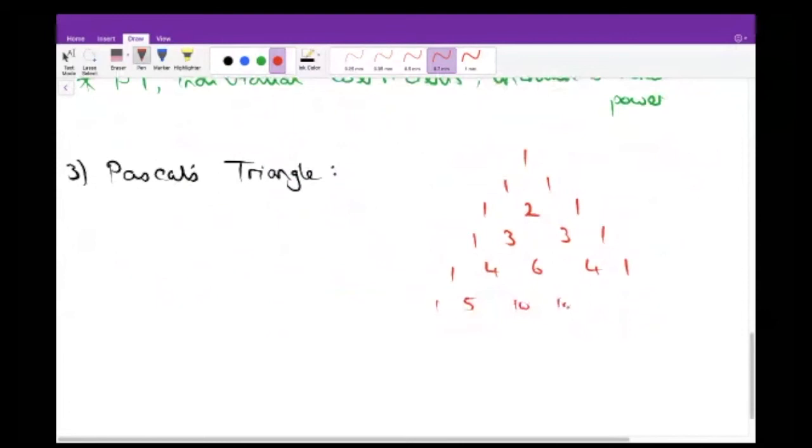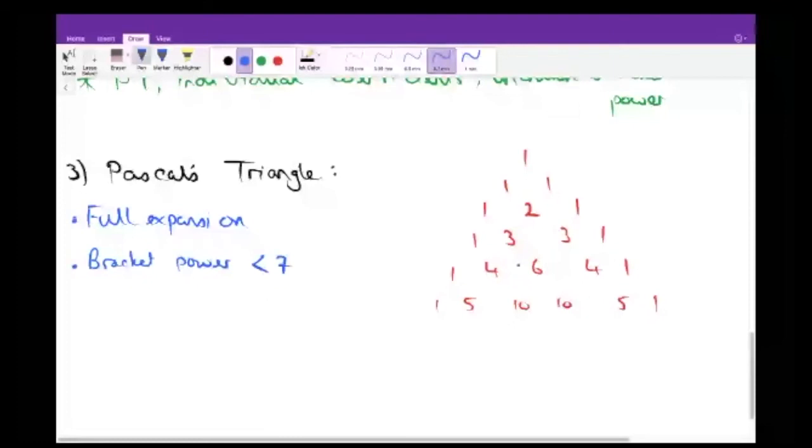Now, the first thing to say is only use this for a full expansion. There's no point making a list of coefficients for just one term. Also, use it for bracket powers less than about 7. Because you can see already I've had to work out 6, 10, 15, 21 numbers just to get the 5th row. So first of all, it's a lot of work, but secondly, if you make a mistake in your 2nd row, then you're screwed for your 7th row. So keep it to low powers.